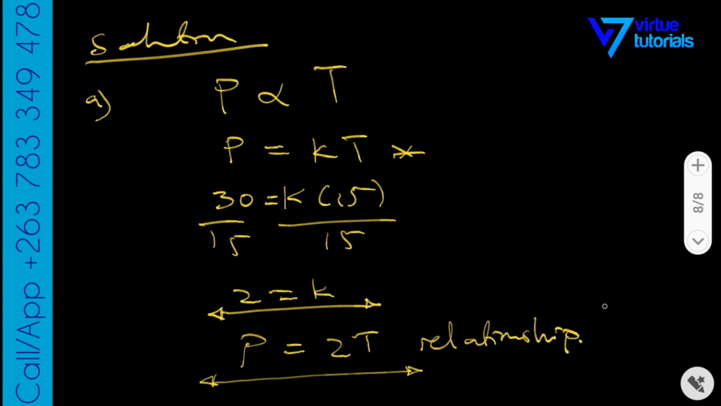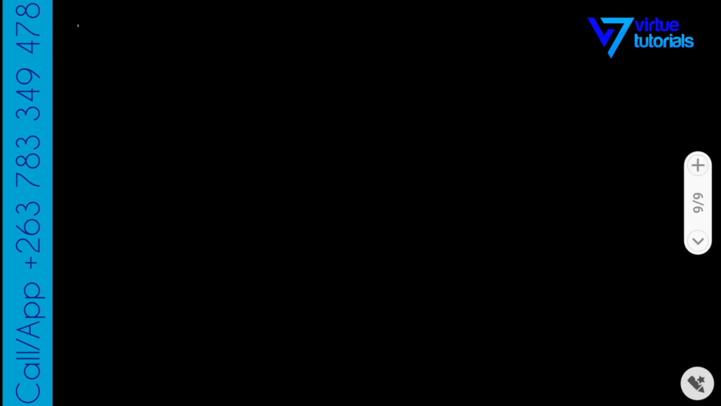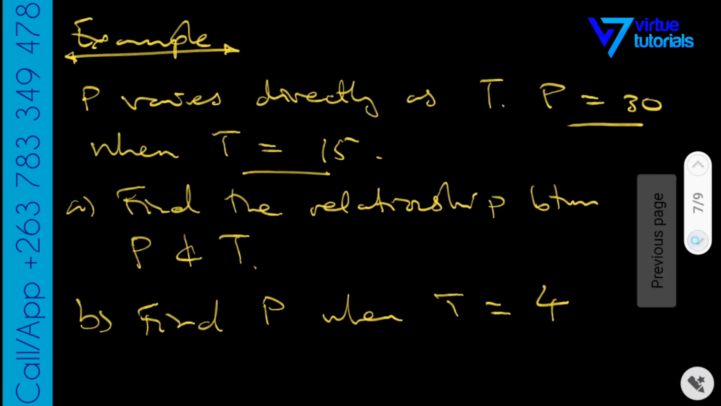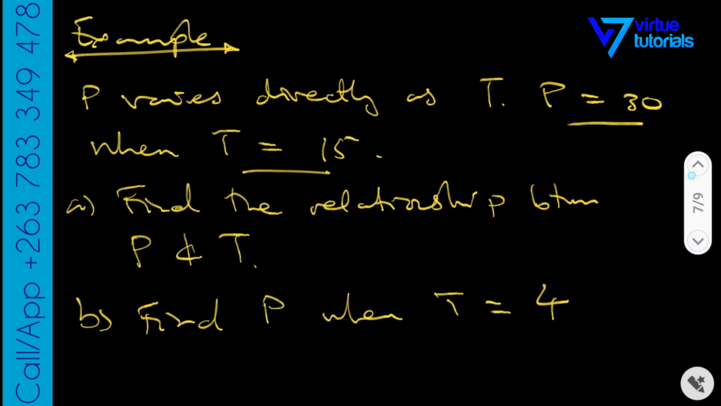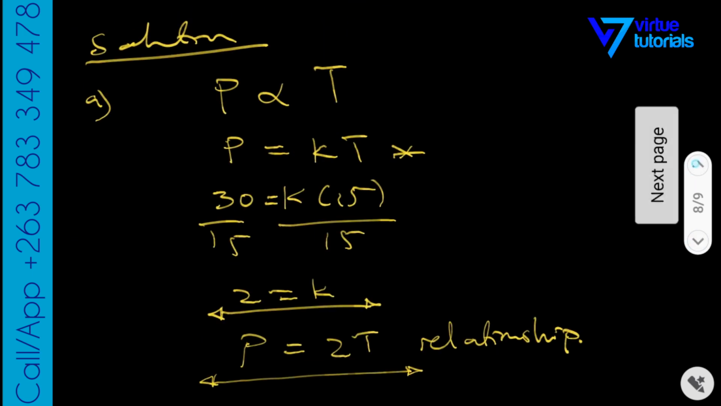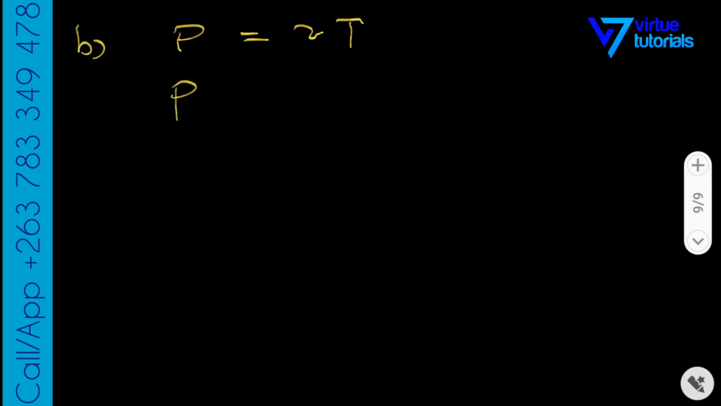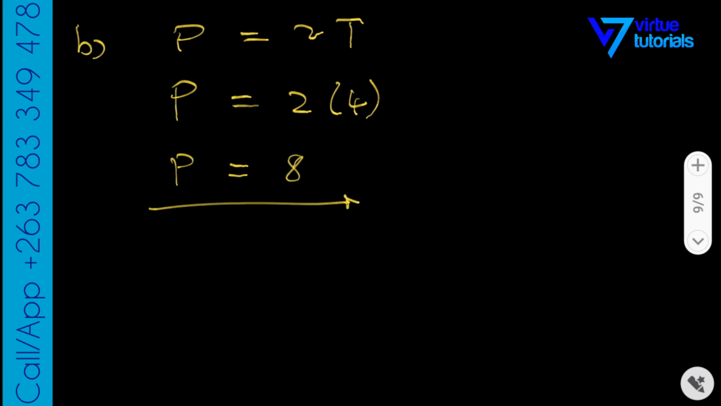Once I have my relationship, I can use it to answer the questions that follow. P is equal to 2T, so I quote it first. And I'm asked to find P when T is equal to 4. So I come back up here. When T is equal to 4, I remove T, I put a 4. P is equal to 2 times 4, so P is equal to 8. So you can try the questions on the first part of variation.